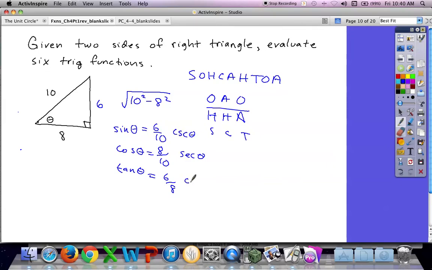Right? And it's the cotangent that goes with the tangent. So each one of those would just be the flip of that. 8 over 6, 10 over 8, 10 over 6. And I always remember it myself is that I would have thought that the co goes with the co, but it doesn't. I just remind myself, okay, do the opposite.